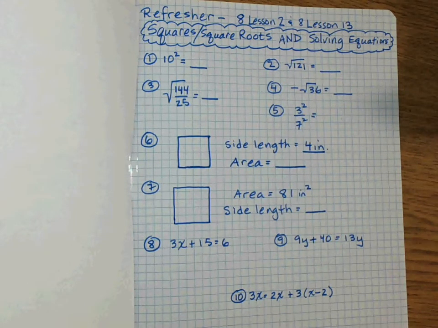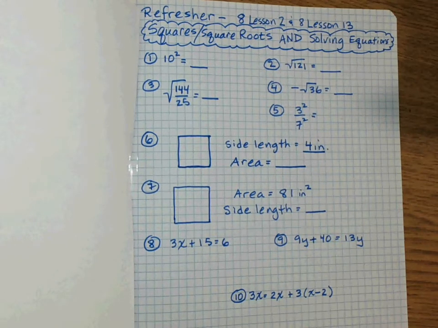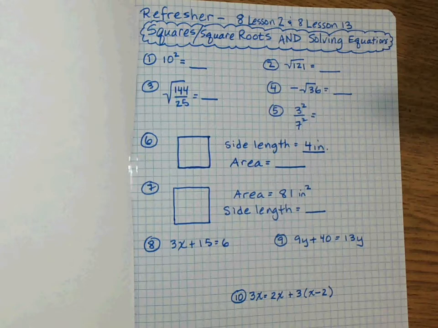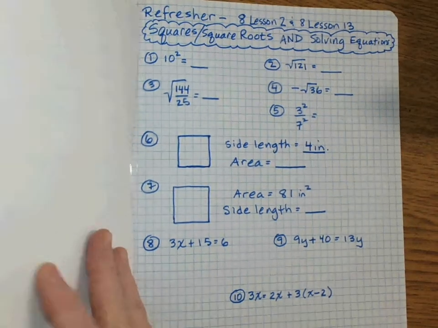We are about to start what was most people's favorite unit last year, which is about the Pythagorean theorem. And before we start the Pythagorean theorem, we need to review lesson 2, which was squares and square roots, which we did way back in September.